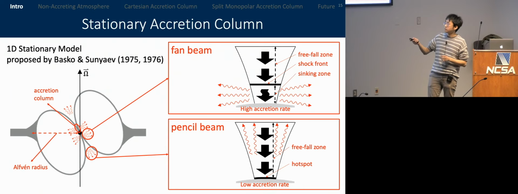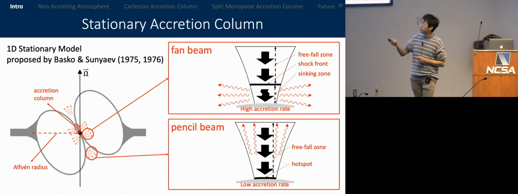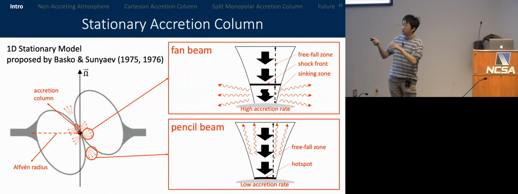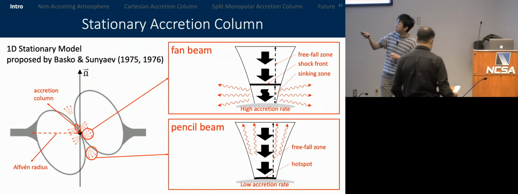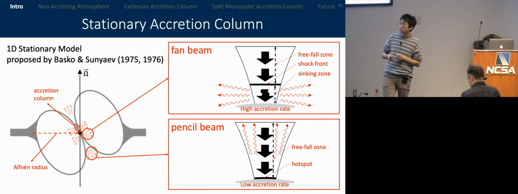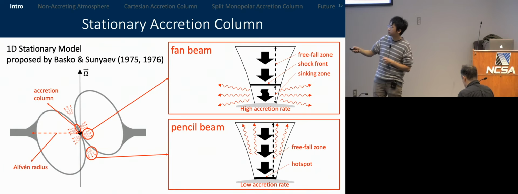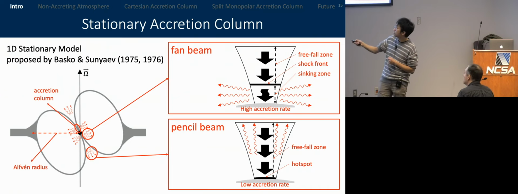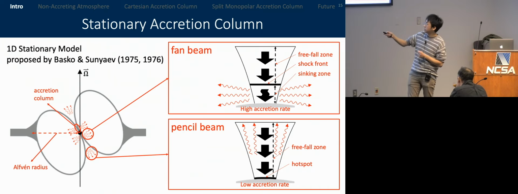And if you have a high accretion rate, you will form a shock above the neutron star surface. Below the shock, you have radiation pressure dominated material, emitting all the radiation from the sides. People call this fan beam pattern. So the global geometry basically just looks like this. You have the pencil beam directly leaving along the magnetic axis, and you have the fan beam roughly perpendicular to that. So depending on the accretion rate, these things can change dramatically.